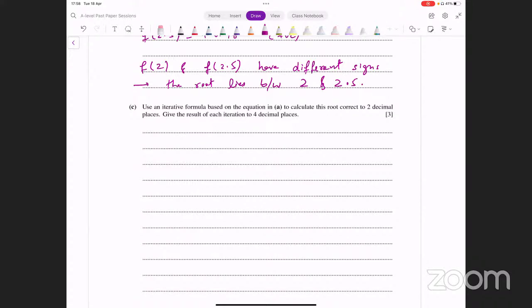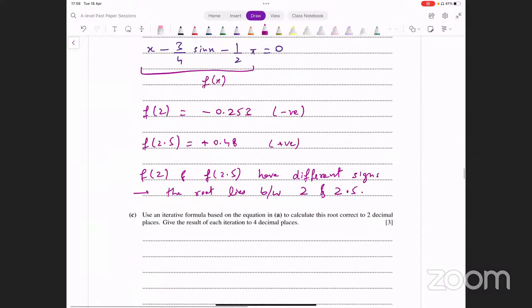We still have to complete the paper, so I'll be quick about this and just do the rest of the parts very quickly. Okay, now let's look at this part, the third part now.